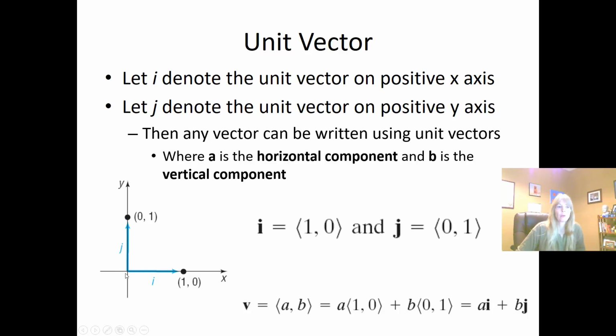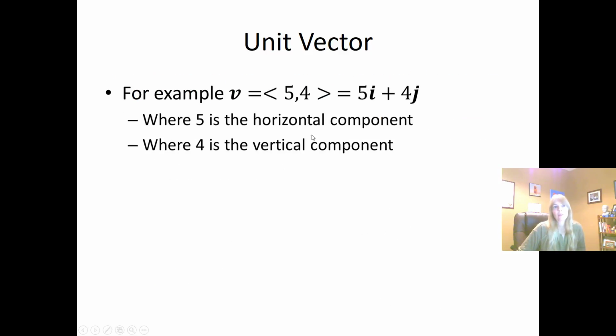So this is typically where you have something moving horizontally and also moving vertically, like an airplane, right? And so I can write it using my component vectors. In other words, take my components and write them as unit vectors. So for example, if I have this vector (5, 4), then it is 5i plus 4j. Remember, these are my unit vectors, my horizontal and my vertical, where 5 is the horizontal component and 4 is the vertical component.